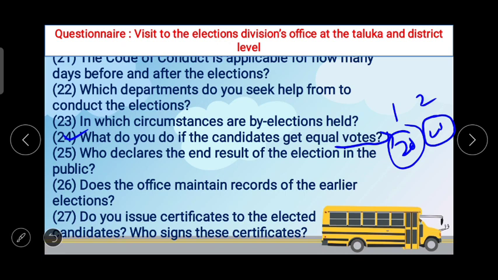So all these questions are related with the election division's office. Now it depends on the place where you are visiting, and according to that you can make your own questionnaire. You can take out your own questions about which you want information.